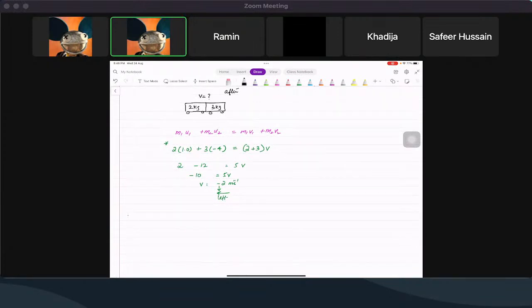Last case. Case 3. Case 3 is when a stationary body recoils or explodes into 2. Okay, so basically recoiling is an effect.